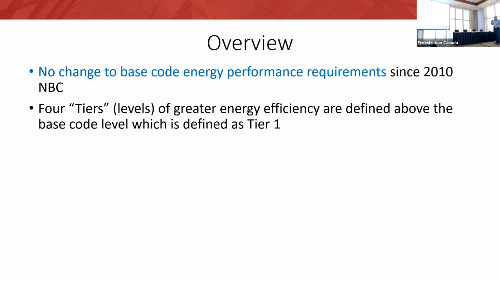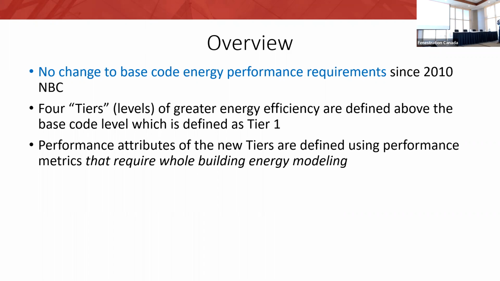So no change to the basic energy performance. They have added four tiers or levels of greater energy efficiency above base code level, and the base code level that we've had since 2010 is Tier 1 now. The performance attributes of the new tiers are defined using performance metrics that require whole building energy modeling. So they've defined the performance levels for all the tiers.